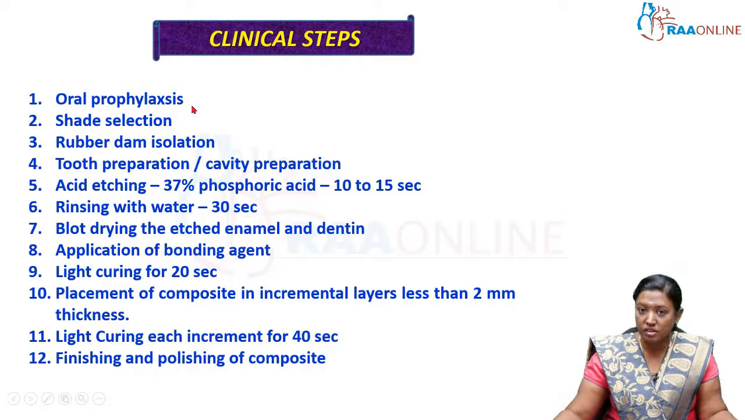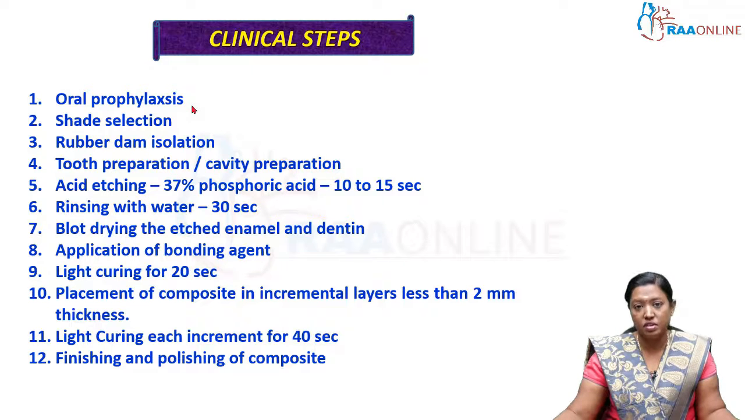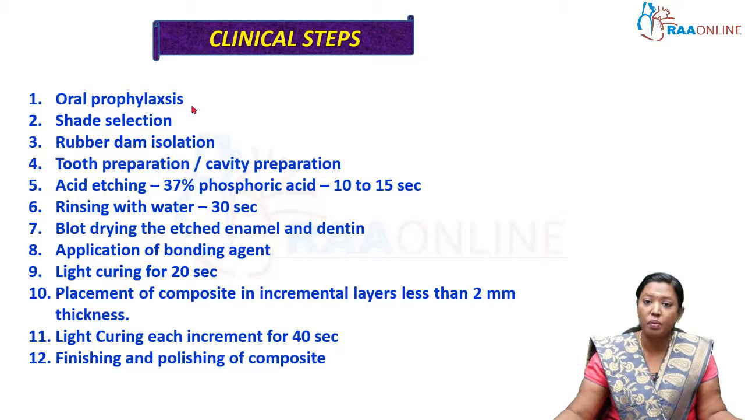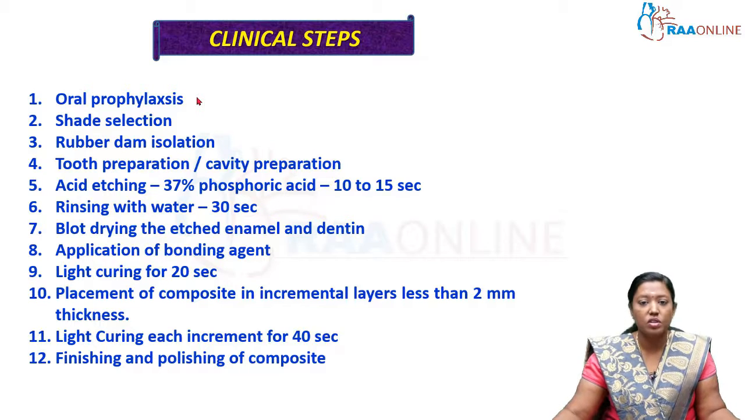Once oral prophylaxis is done, on the same day composite resin restoration cannot be done because of the bleeding that is induced from the gingiva and the surrounding soft tissues. So it is recommended to do oral prophylaxis the first day, and the next day the patient can be called for a composite resin restoration. The next step in composite is on the second visit.